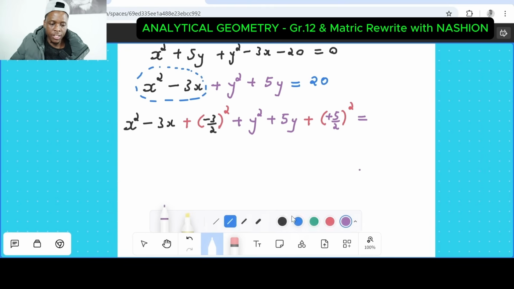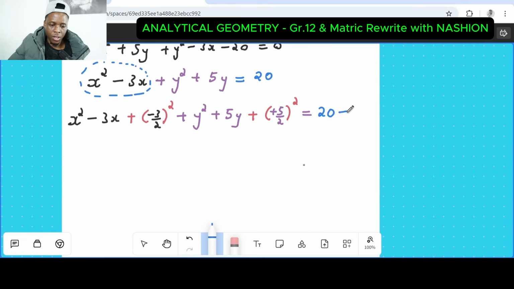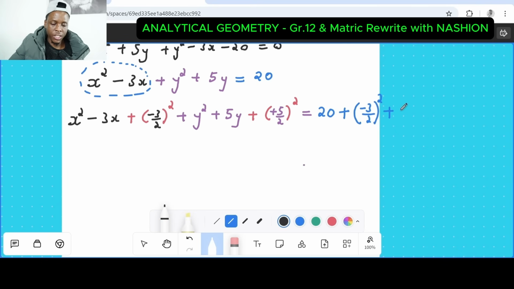On the right hand side, we have 20. Whatever is done on the left side of the equation must be done on the other side of the equation. So whatever we added on the left, which is negative 3 over 2 squared, we are also adding it on the right side. Not forgetting positive 5 over 2 squared.